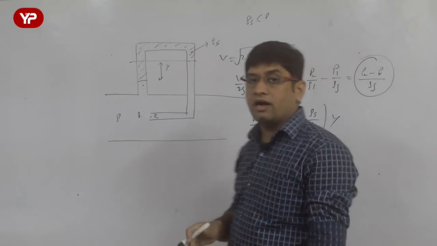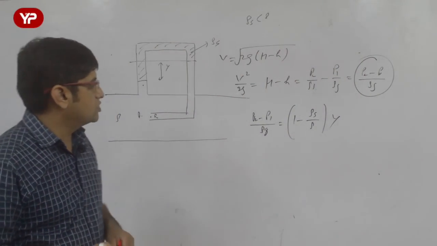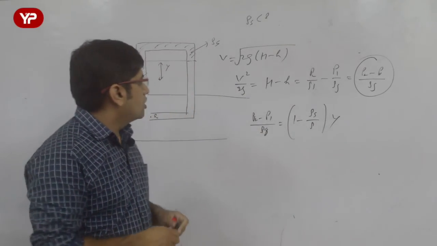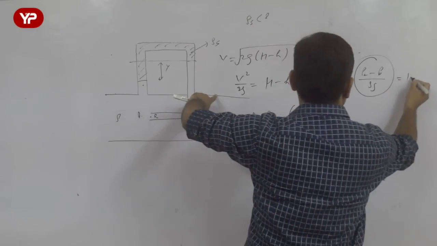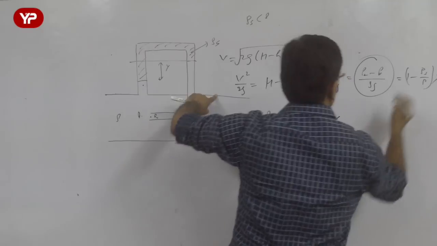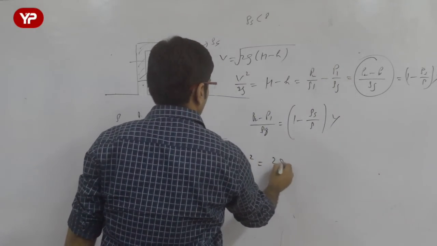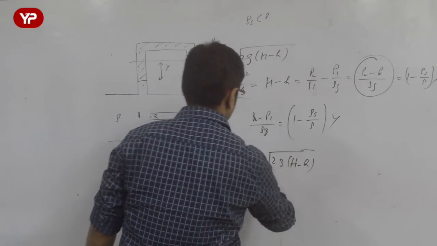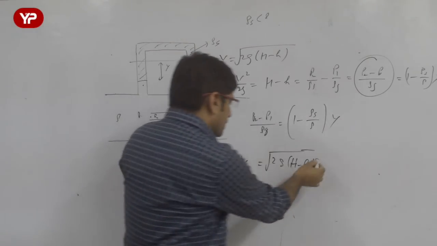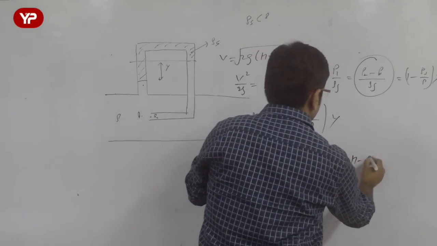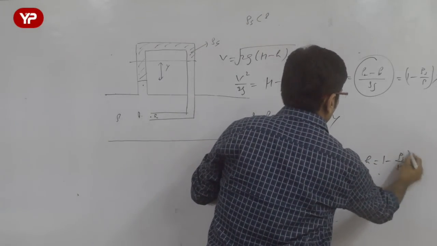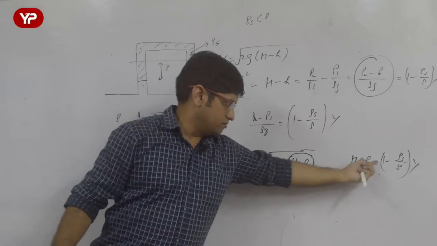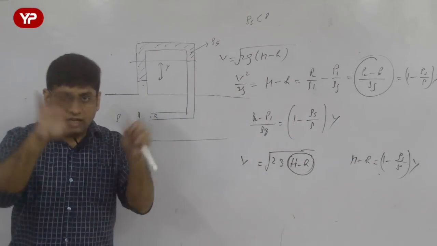Now for this you need to go and understand the concept of manometer, which I already discussed with you. If you know this concept of manometer, you can calculate it. So P2 minus P1 by rho g will be equal to this. Now if I put this term here, it is equal to (1 minus rho s by rho) into y. V square is equal to 2g into (capital H minus small h). This is the velocity we were calculating. And how do we calculate H minus small h? H minus small h is (1 minus rho s by rho) into y. So if we know the value of rho s and the value of rho, we can directly calculate the value of H minus h using this inverted U tube manometer.